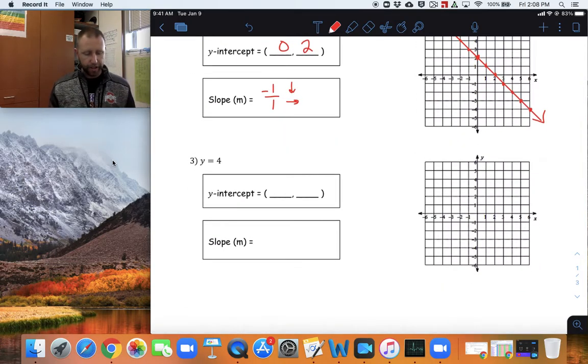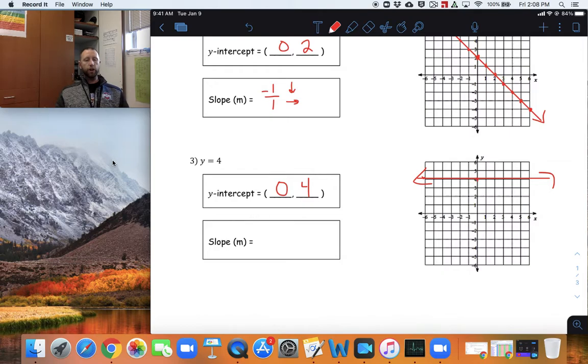For my next equation here, I have y equals 4. That sends off a red flag because I don't see an x right away. This is a special graph. This is an equation that doesn't have an x in it. My y-intercept is at 0, 4, which is right here, and because the equation is just y equals 4, that means it doesn't matter what the x values are. You're going to go up to 4 on the y-axis, meaning all of these points are on the line, giving us that horizontal line.